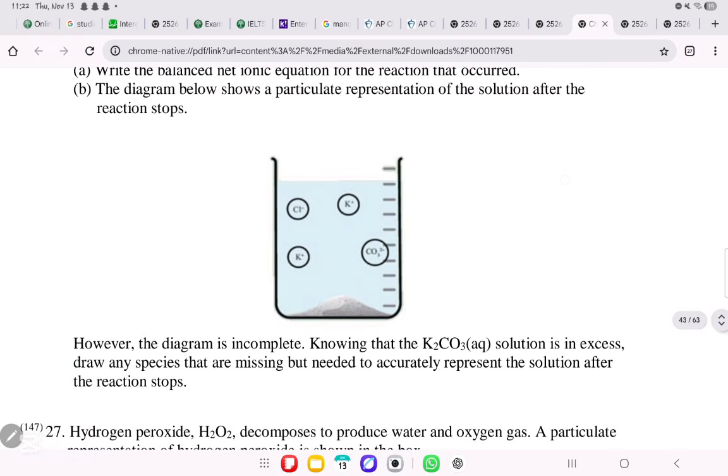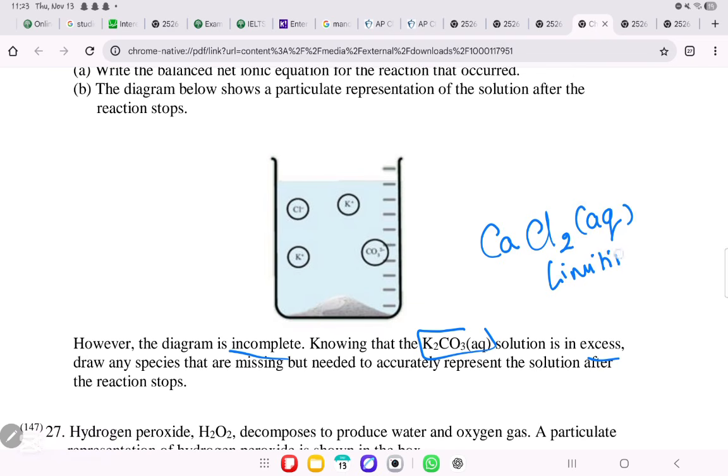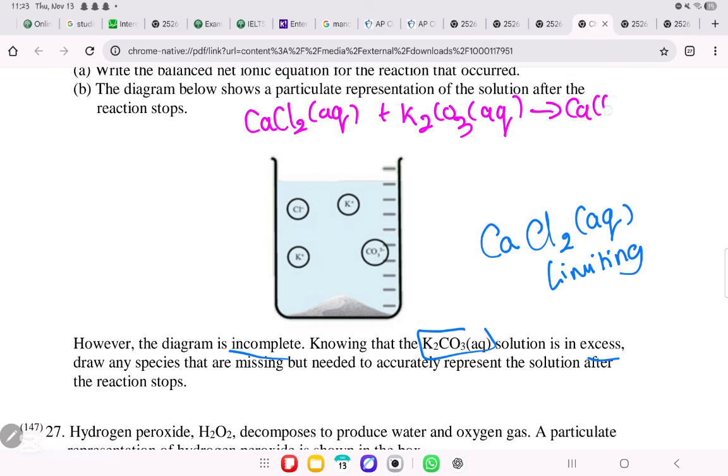We'll move on to part B. What does it say in part B? It says the diagram below shows a particulate representation of the solution after the reaction stops. However, the diagram is incomplete. Knowing that K2CO3 solution is in excess, that means which is limiting? CaCl2. Yeah, the CaCl2 aqueous is what is limiting, okay? They said draw any species that are missing. Okay, perfect. So what is the equation? The equation is CaCl2 aqueous plus K2CO3 aqueous will give me CaCO3 solid.